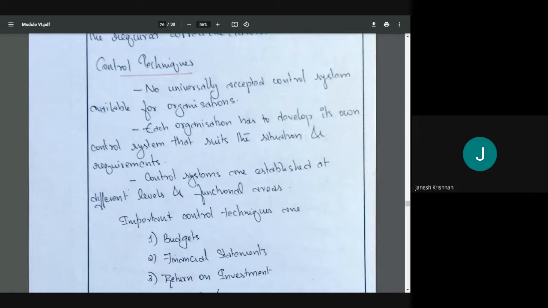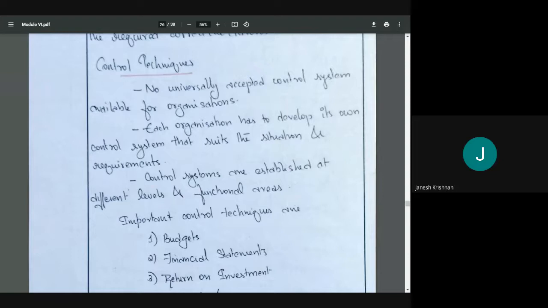So control systems are established at different levels and functional areas. There will be many control systems. It's not that there is one common system for everything. At production level, there will be a control system. At financial, there will be a control system. Yes, they will be interlinked, but there will be different control systems at different levels, right? Lower level, mid level, and higher levels.